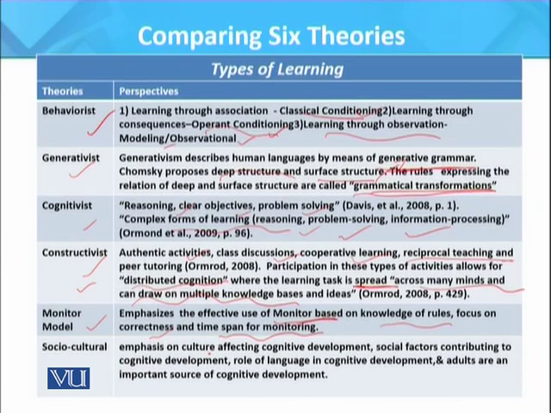Sociocultural theory emphasizes culture affecting cognitive development. The social factors are the key aspect of this theory, and they believe that social factors contribute to cognitive development, the role of language in cognitive development, and that adults are an important source of cognitive development. So in this sociocultural theory, social factors, the role of language in cognitive development, and adults as an important source of cognitive development are the key factors for explaining this type of learning.